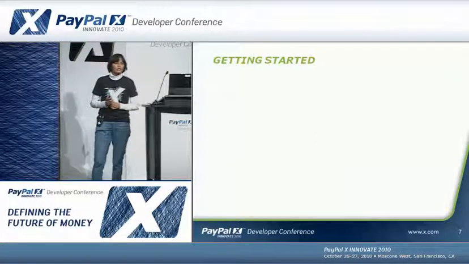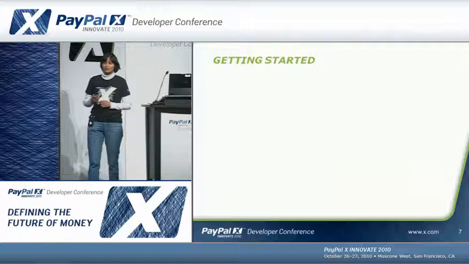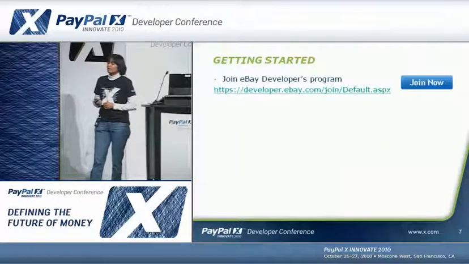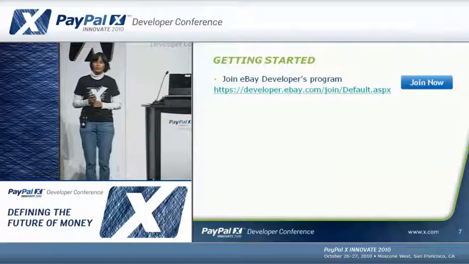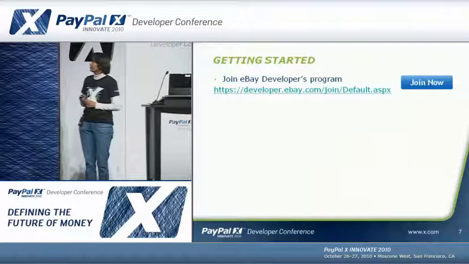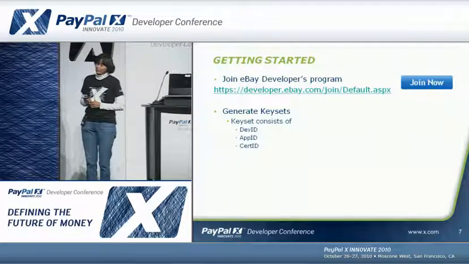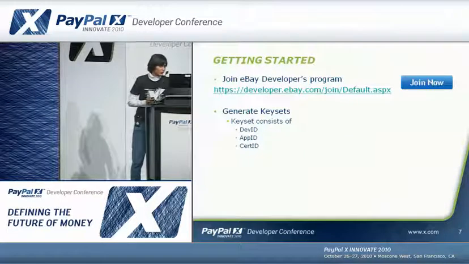So now let's take a look at how you can get started using the APIs. The first thing that you want to do is go to our Developers Program website, developer.ebay.com, and click on the Join Now button. And actually, I'll walk you through the process.